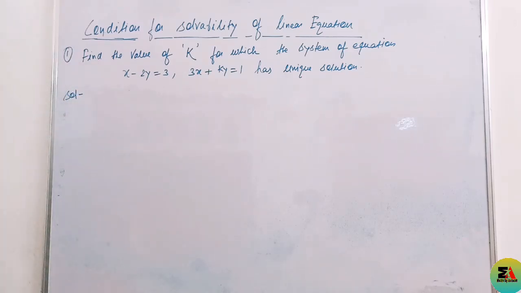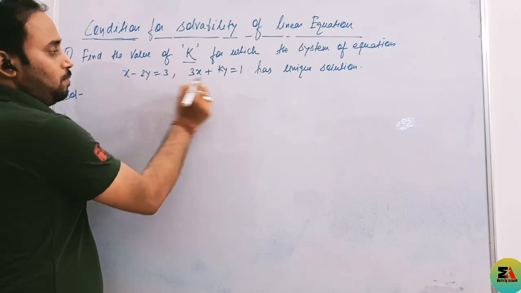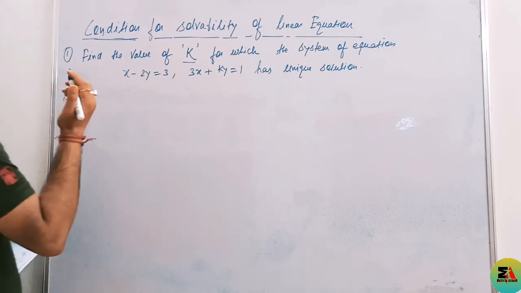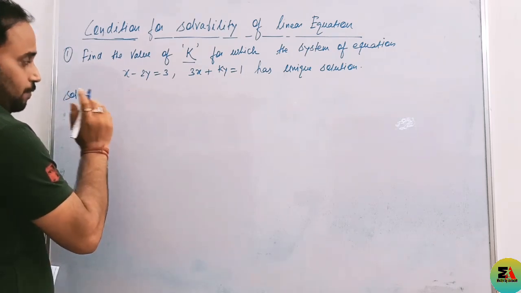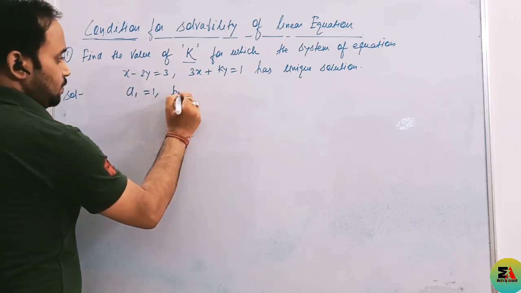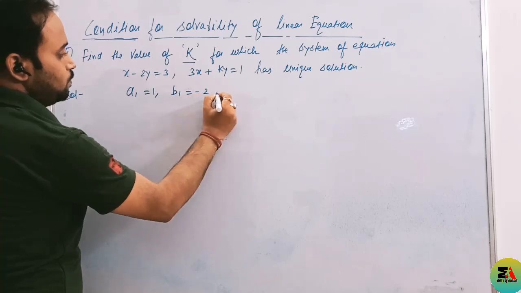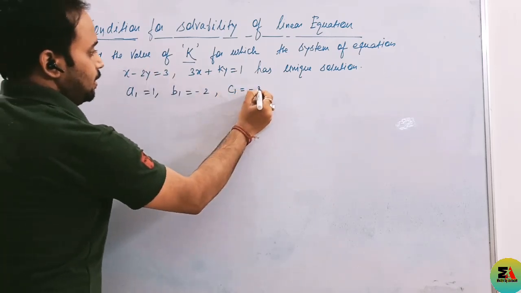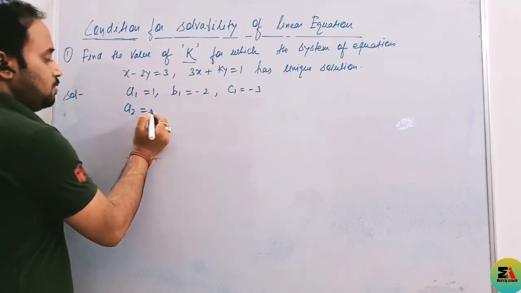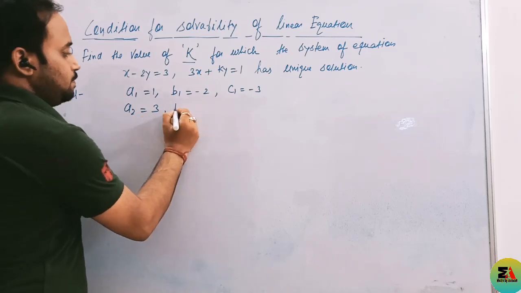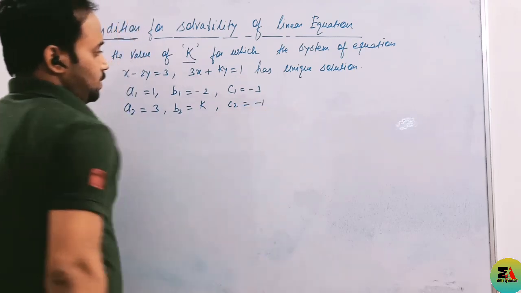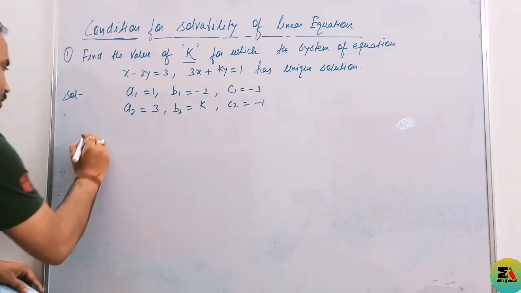Now the question says we have to calculate the value of k from these equations, which have a unique solution, and we already know the condition for a unique solution. First we write all the coefficients. a1 is 1, b1 is minus 2, c1 is minus 3. These are the coefficients of the first equation. In the same way we write the coefficients of the second equation: a2 is 3, b2 is k, c2 is minus 1. Clear? Now apply the conditions.